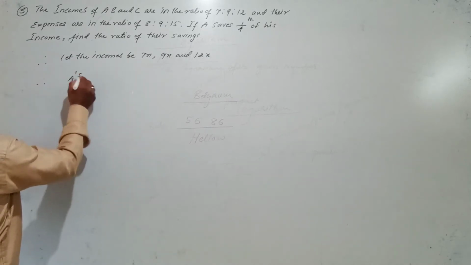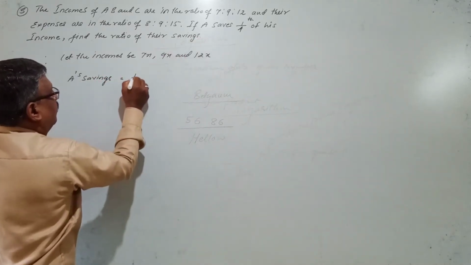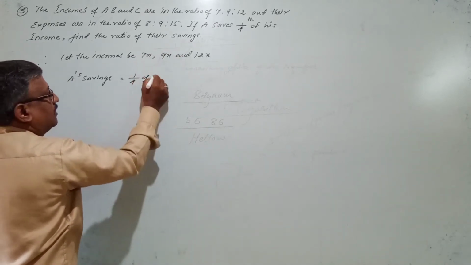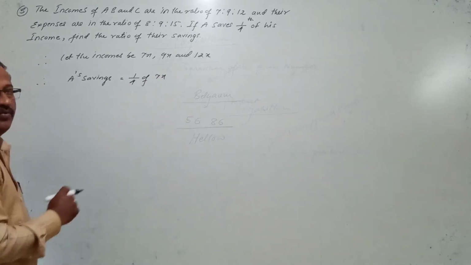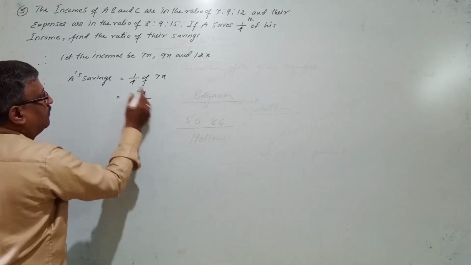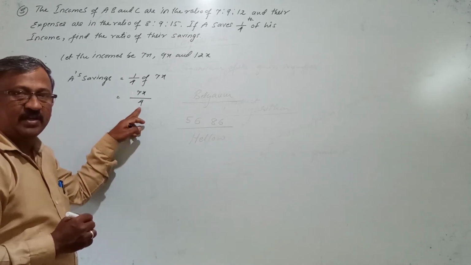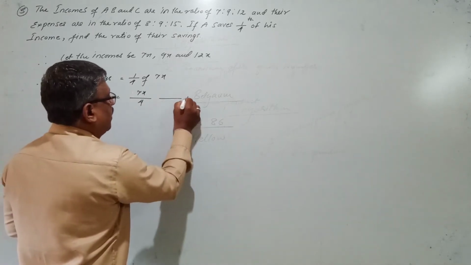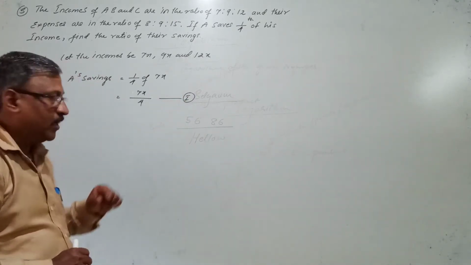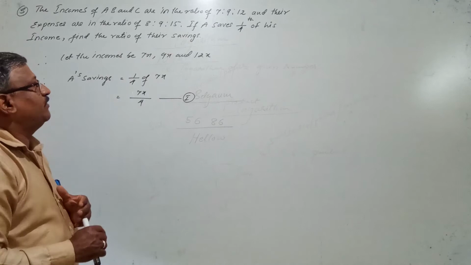So A's savings will be 1/4 of his income. What is his income? We have assumed 7x. So on 7x we calculate 1/4. Multiply 1/4 by 7x: 1 into 7x gives 7x divided by 4. Clear? So A's savings is 7x divided by 4. I'll call this my first equation. Now we know A's savings, 7x divided by 4.